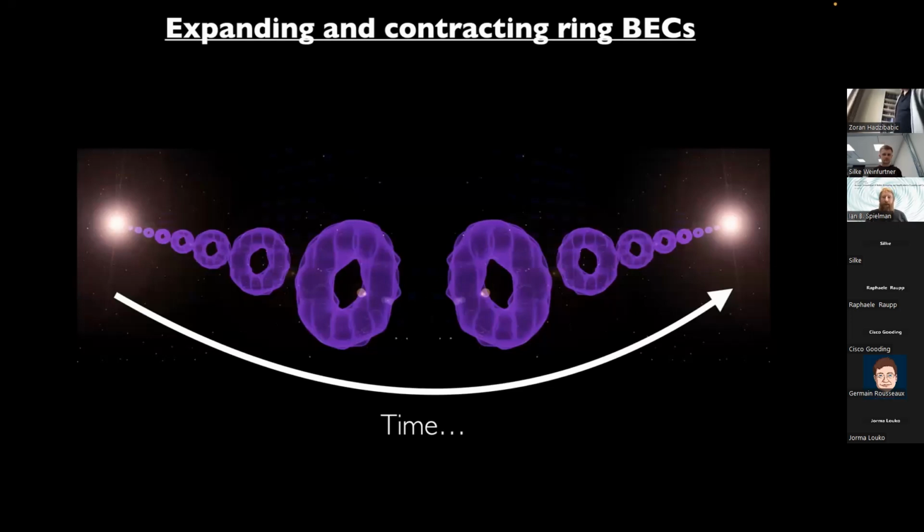All right. So moving on from that introduction, we're going to be thinking about expanding and contracting ring-shaped BECs. And this is this sort of beautiful artwork that one of our Joint Quantum Institute public affairs people made to sort of illustrate what this is for the casual observer.